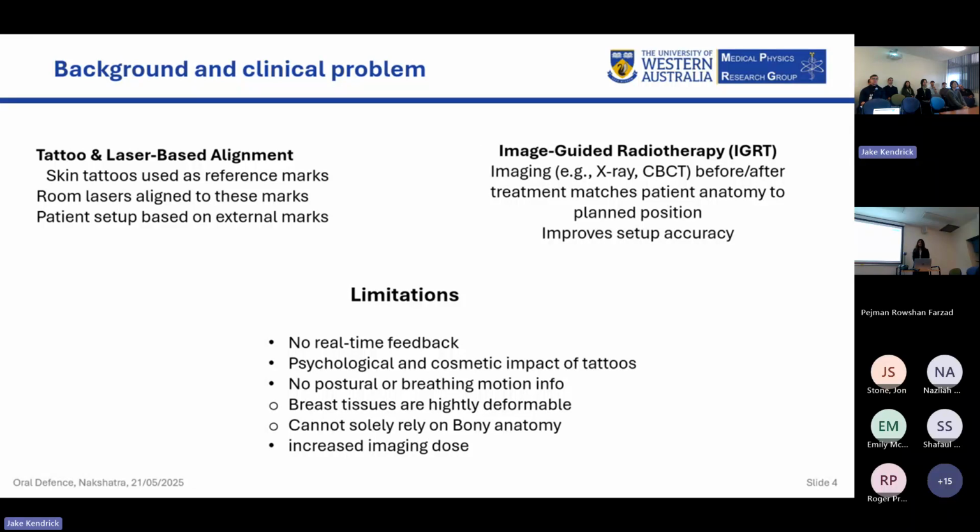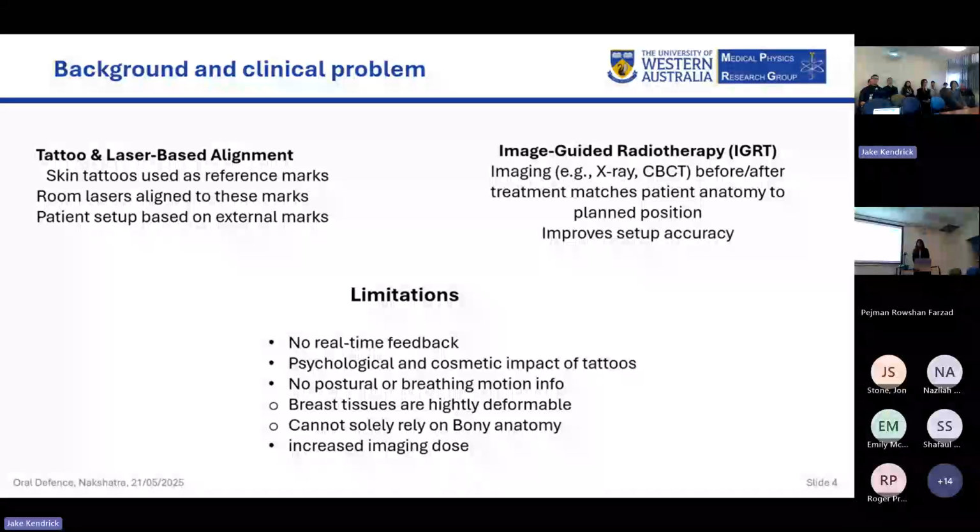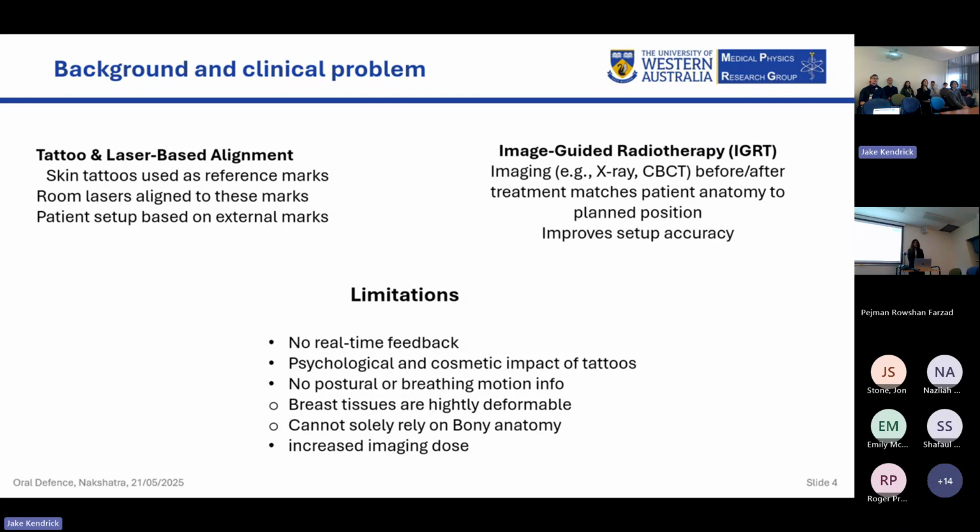Traditionally, patient positioning for breast radiotherapy starts with tattoos placed on the skin. These act as a fixed point that the room lasers can align to, helping the therapist to position the patient consistently each day. Another common and very accurate approach is IGRT, which is image-guided radiotherapy, which involves X-ray or CBCT scans to check the internal anatomy against the treatment plan. And this is a very accurate positioning method.